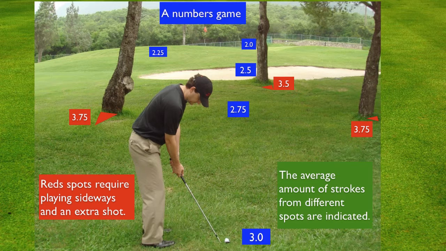Here is a picture showing average expected scores depending on where your ball lies on the rough, however close to the green it may be.